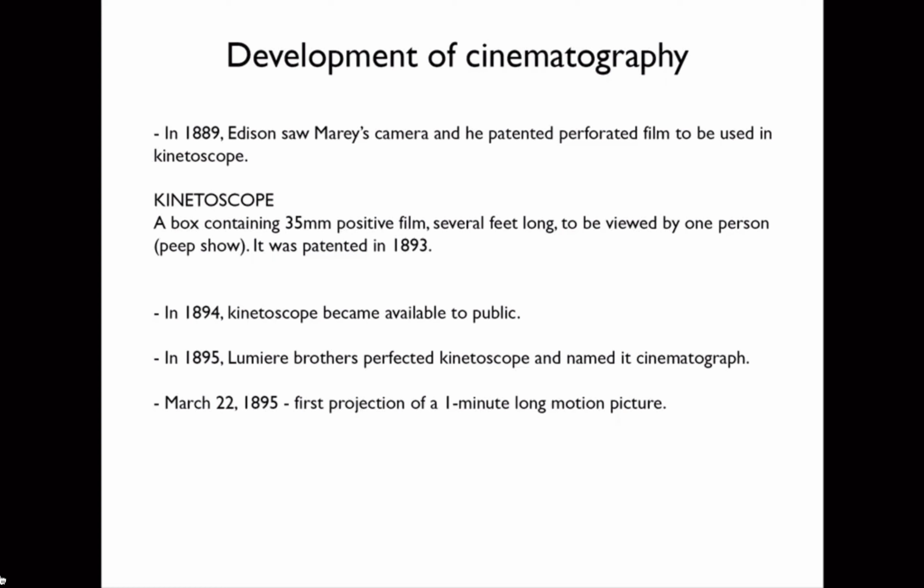In 1894, the kinetoscope became available to everyone. And in 1895, the Lumiere brothers perfected it and named it the cinematograph. So that was the beginning of today's cinema and moving images. On March 22, 1895, the first projection of a one minute long motion picture happened. So we went from still photography in 1839 to a motion picture in 1895.